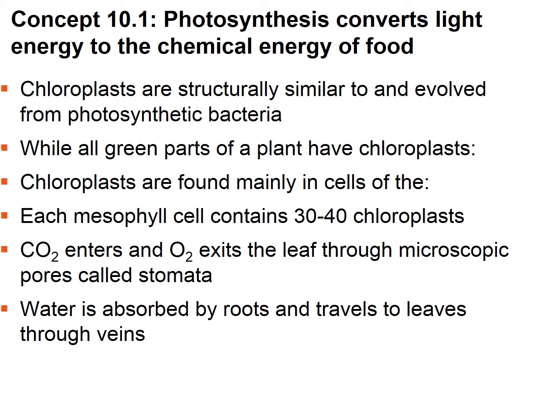Now we're going to see during photosynthesis, carbon dioxide and oxygen are important in one way or another. Carbon dioxide enters and oxygen exits the leaf through microscopic pores on the leaves called stomata. Water is also important in the process. Water is absorbed by roots and travels to leaves through veins.